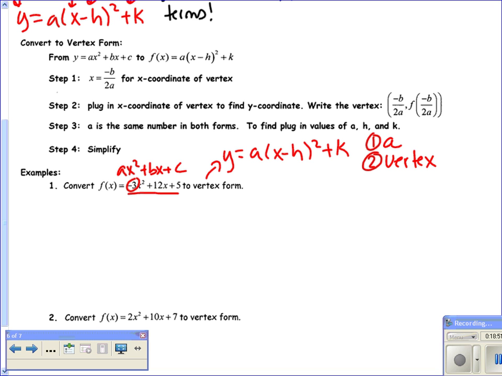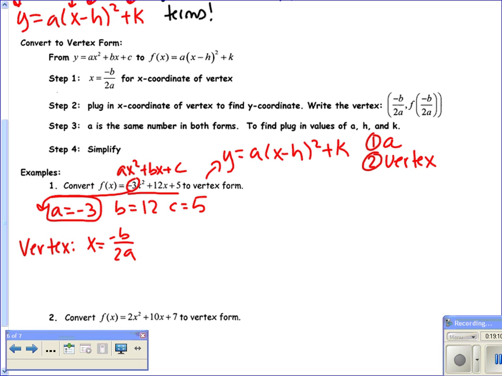So in this case, I know that a stays the same. So a is equal to negative 3. I'm going to write down the other ones as well. B is equal to 12. C is equal to 5. So that's going to help me find my other part. So this is my a value. I have that. So the vertex, remember we have x equals negative b over 2 times a.